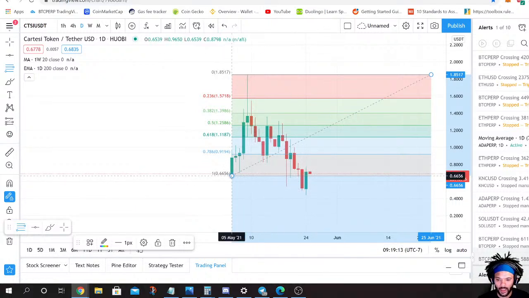It's lower than the initial ICO price right now. So it came out at 66 cents. Oh, it's right at it actually. It came out at 66 cents. Right now it's at 68. I think Cartesi is a good play.